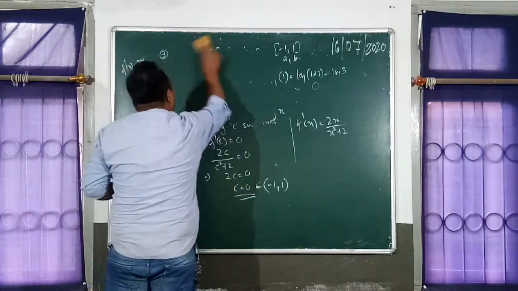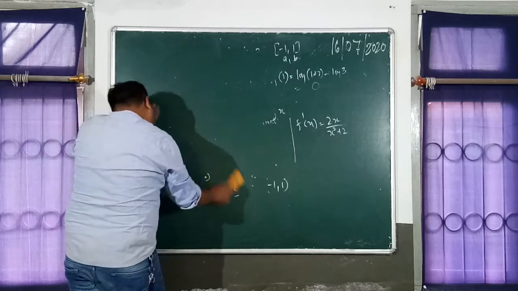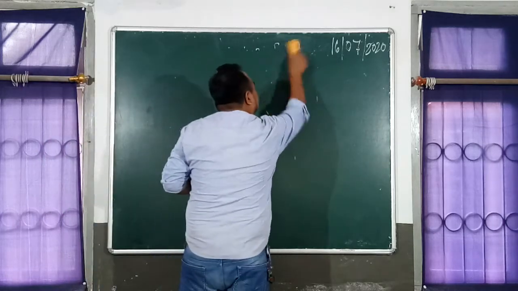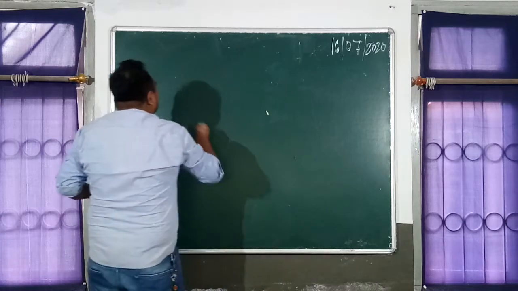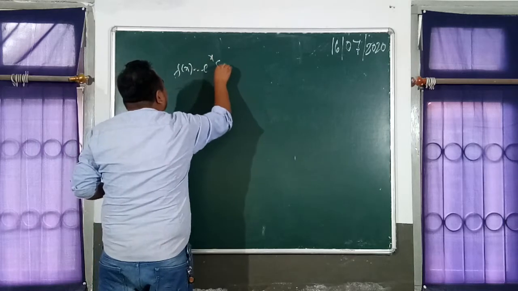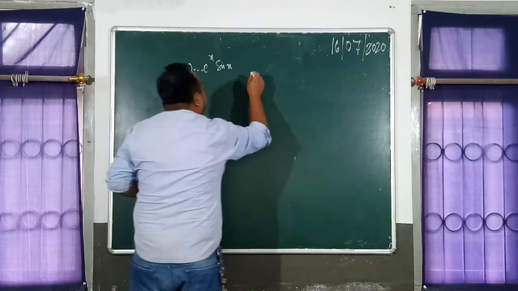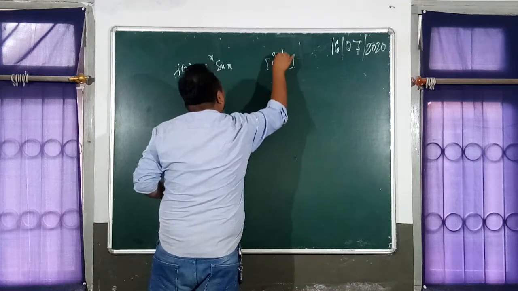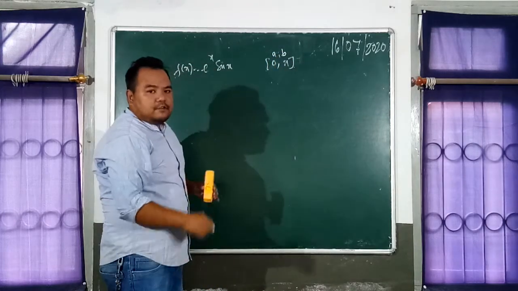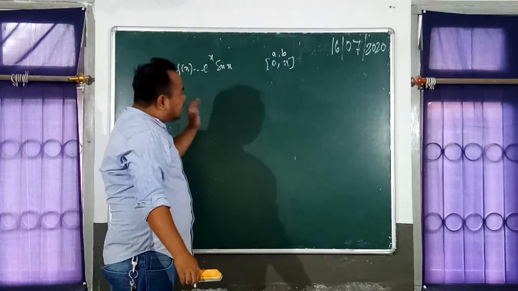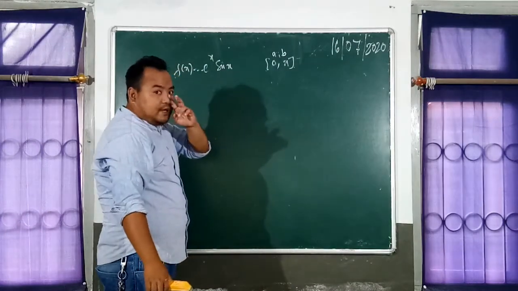This is question number 9. So it's f(x) equal to e to the power x sin x, and the interval is 0 and pi. So that means this is your a and this is your b. Again the question is the same. You have to verify Rolle's theorem. I hope you understood. Use the three statements, get a value, get a point, and that point must lie between 0 and pi. Pi means 180 degrees.